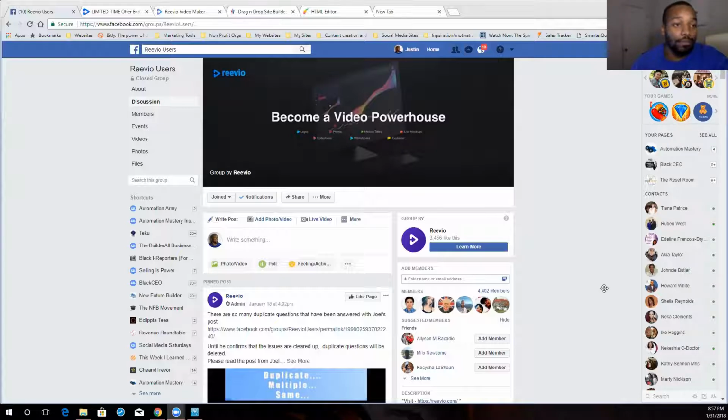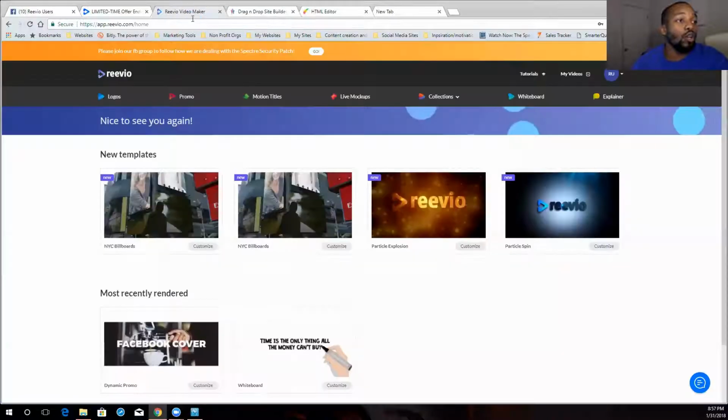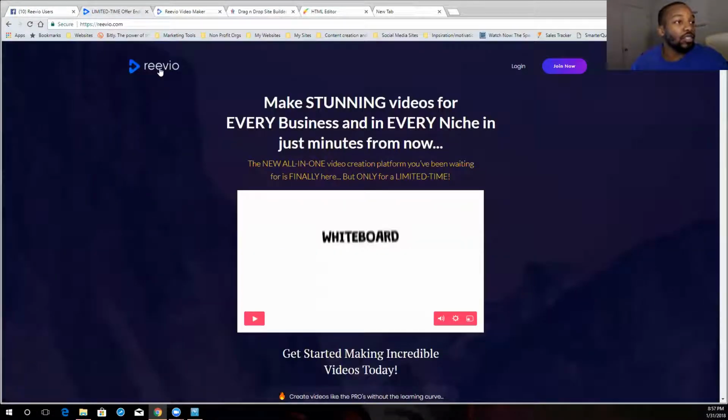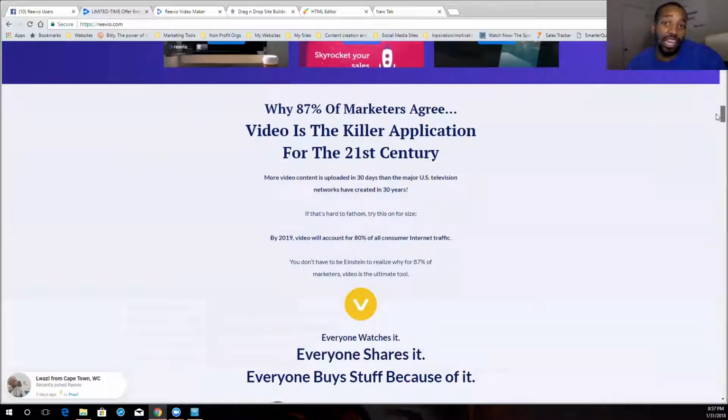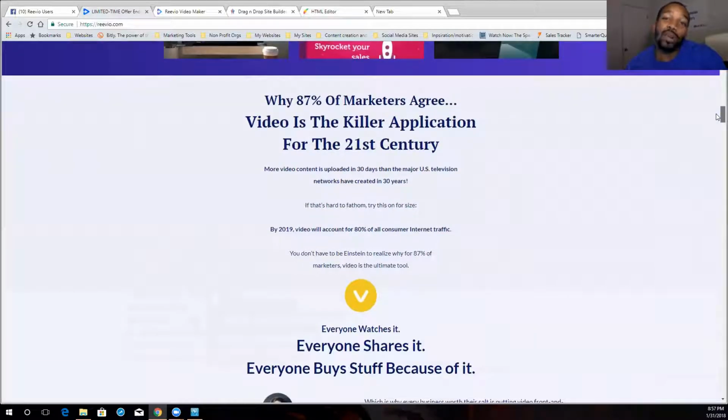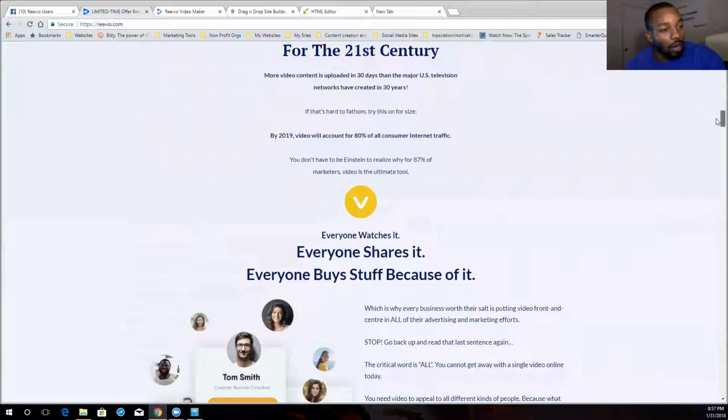So again, we are talking about a software called Reevio, okay? This is Reevio, Reevio.com. I happened upon it. Again, I'm an avid follower of your typical JV Zoo products and things of that nature. So I'm always trying to stay ahead. I realize this is a later review, but again, I'm trying to give a real review.